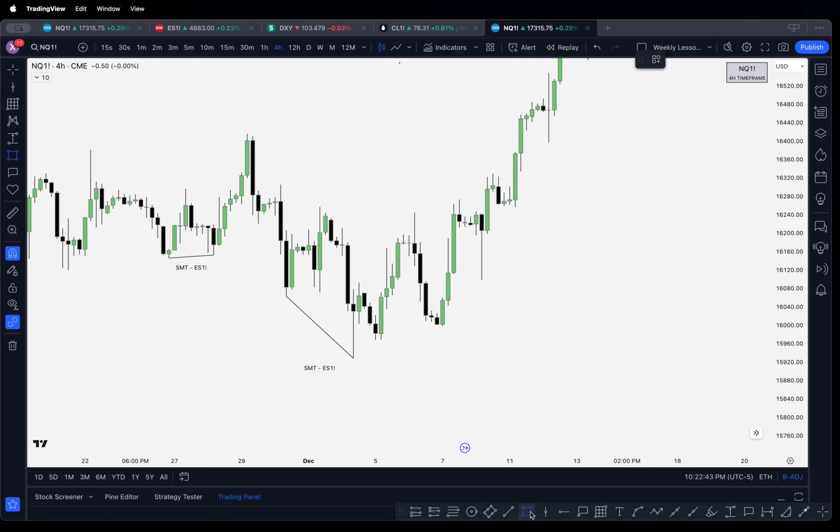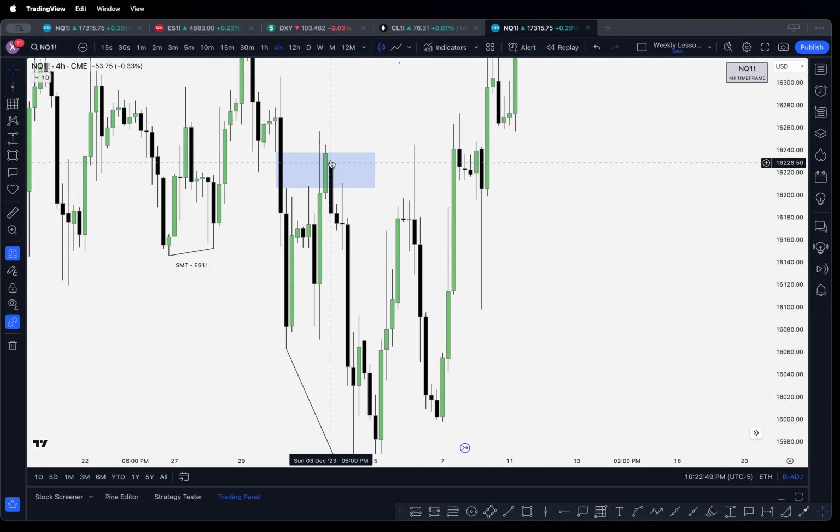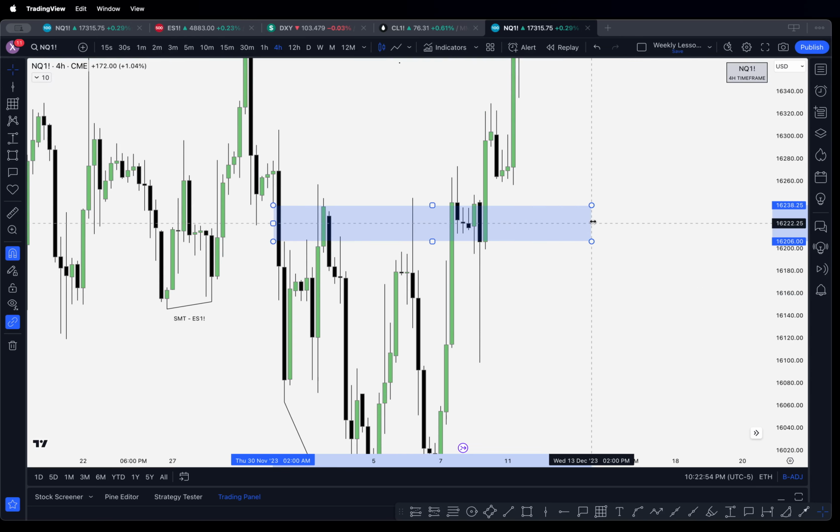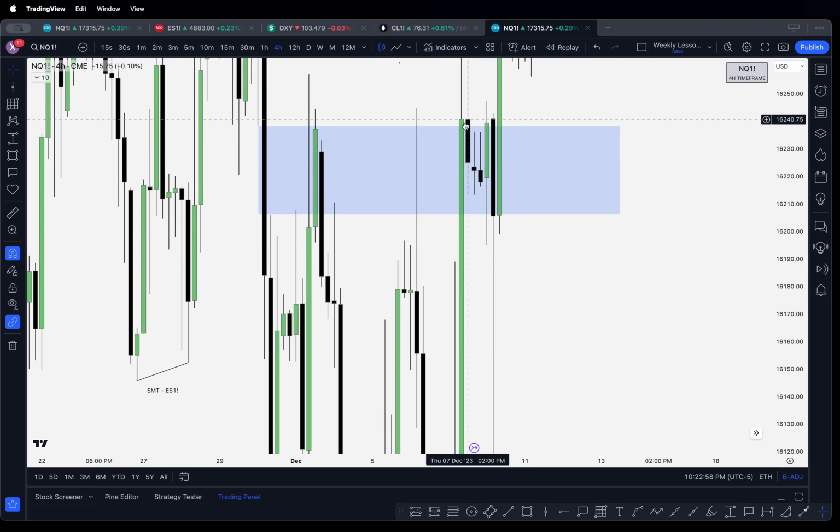So again, here, this is an institutionally sponsored level of resistance. You can see it. Look at the bodies. Price is delivered to the sell side. Look at the bodies hold once we close through it. Do you see that? And then we go higher.